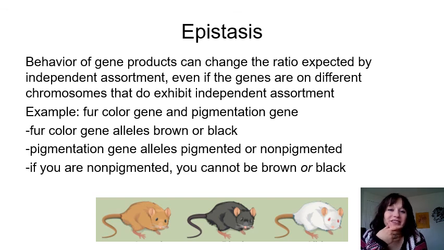Another example of this is having a gene for baldness and a gene for hair color, right? It doesn't matter what gene you inherited for hair color if you have interruption by this other gene that doesn't even allow you to produce hair, right?